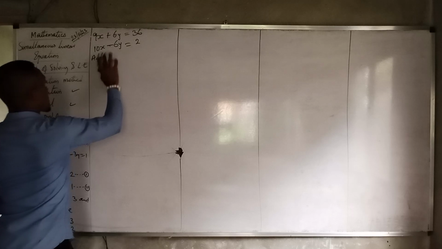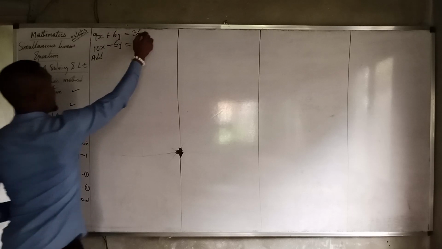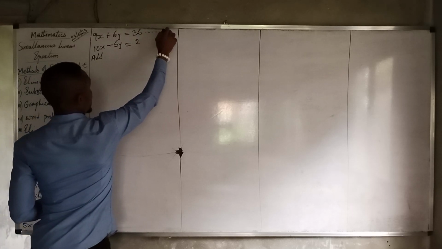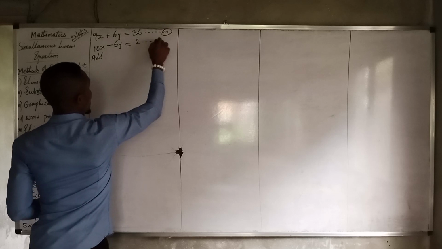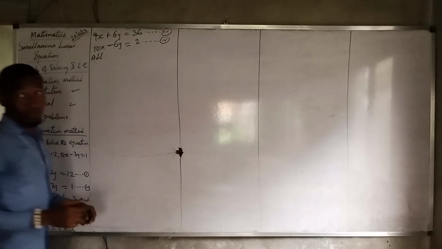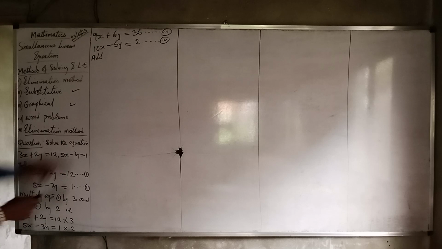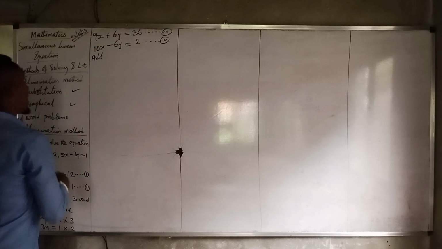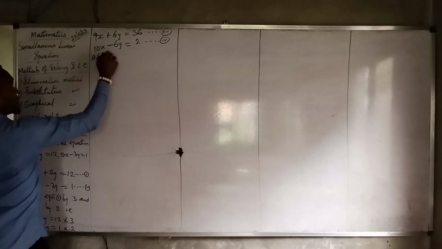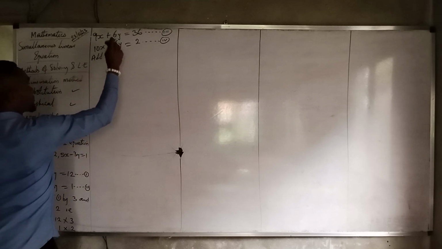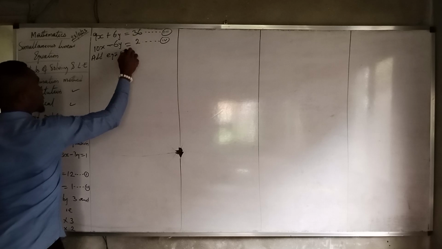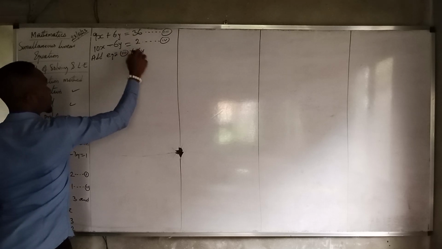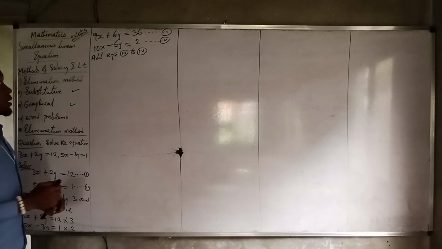Alright? I name this one as equation 3. Equation 4. Alright? I label this as equation 3 and this as equation 4. Now I say add equation 3 to equation 4. Alright?